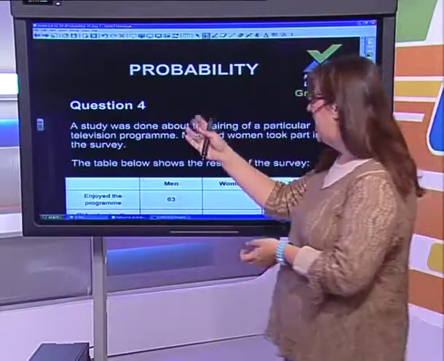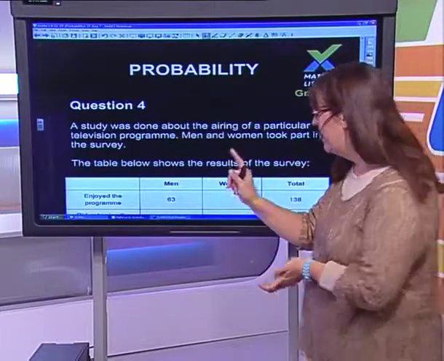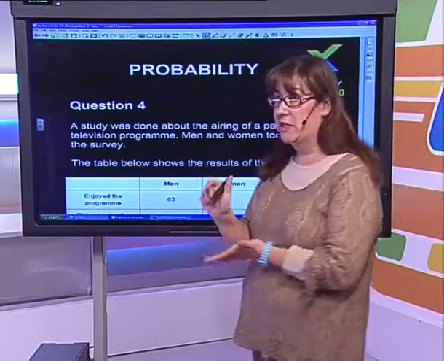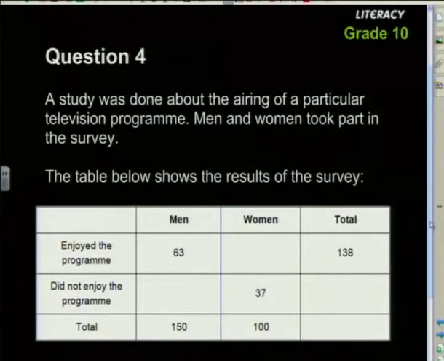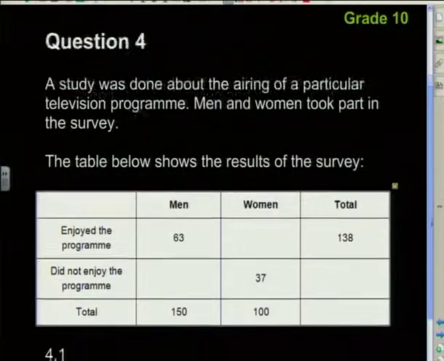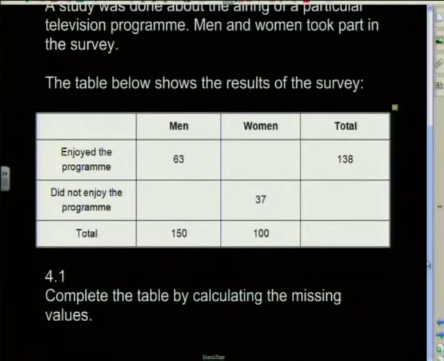So, a study was done about the airing of a particular television program. Men and women took part in the survey. The table below shows the results of the survey. We're looking at enjoyed the program, and we've got men, women, and total. Did not enjoy the program, we've got men, women, and total. There were 150 men, there were 100 women, and we have some blank spaces. So guess what the first question is? Complete the table by calculating the missing values.